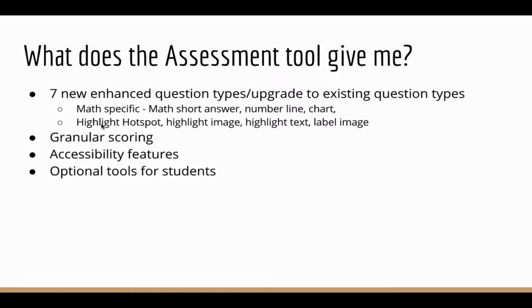And then you'll have the highlight hotspot, which is one of my favorite types of questions as a former world language teacher, where a student can look at a picture and click on a spot on a picture to indicate whatever is being discussed, whether it be something that's being spoken, a vocabulary word, to whatever the sentence is saying. It's actually a really cool tool. You also have the highlight image, highlight text, and the label image question type. So these are going to be great additions to the questions that we already have from the Test Quiz tool.